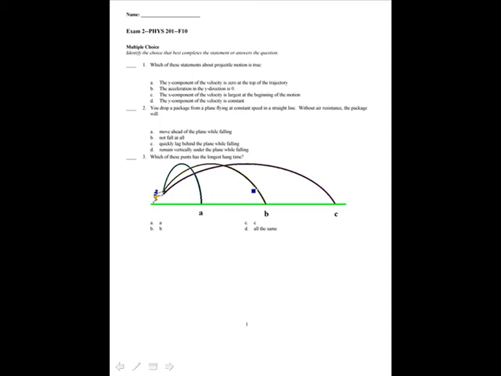Okay, this is exam 2 for physics 201, fall 10. Which of these statements about projectile motion is true? Alright, the y component of the velocity is 0 at the top of the trajectory. Okay, that one's true. Let's just look at the others though.